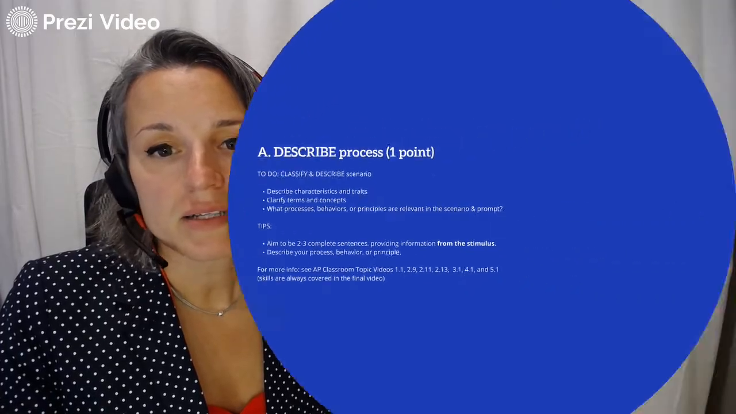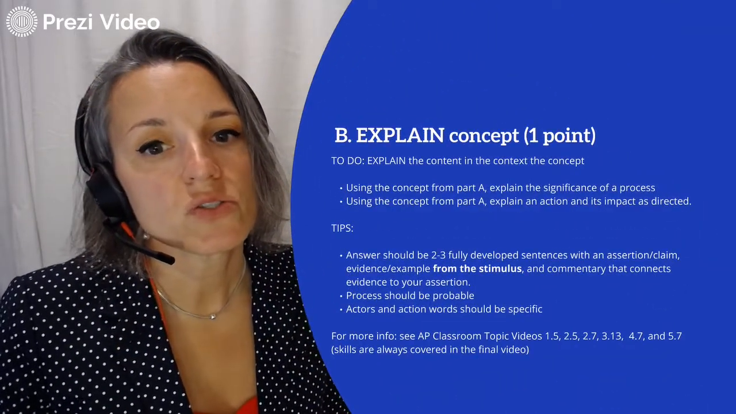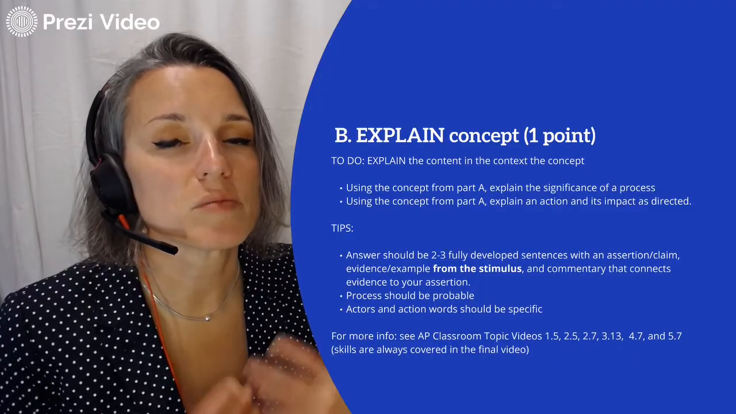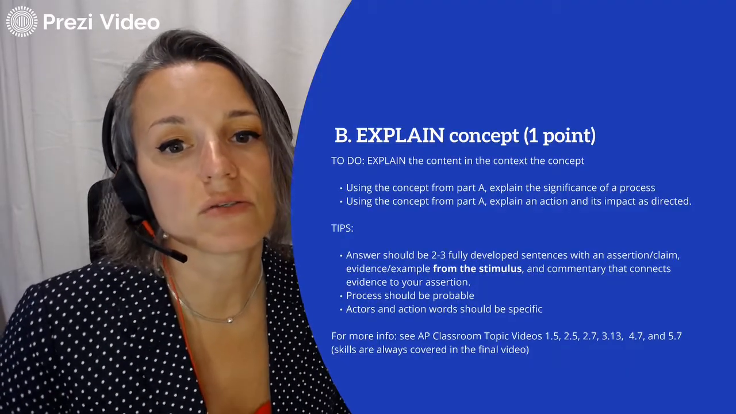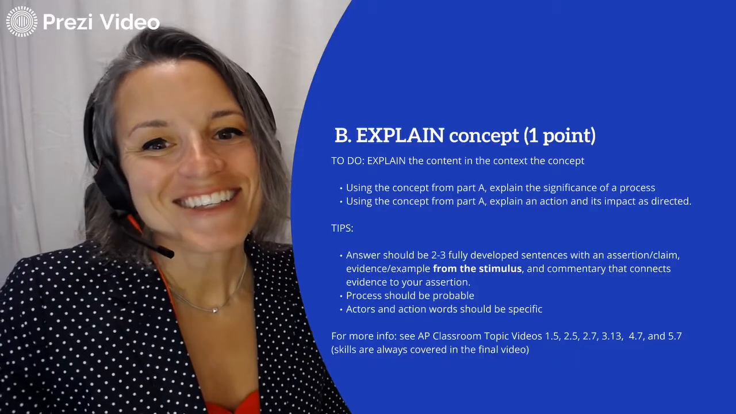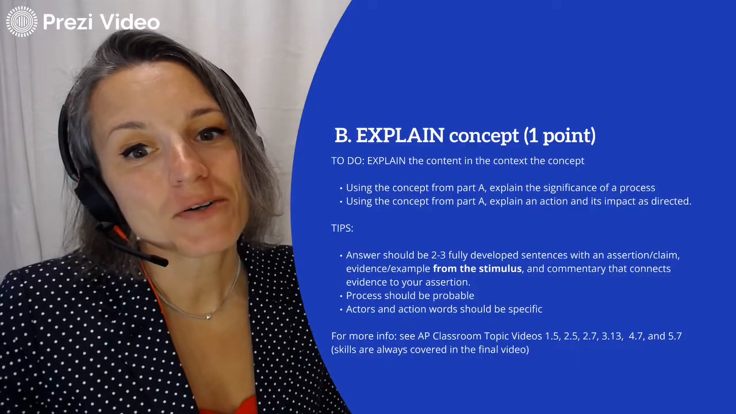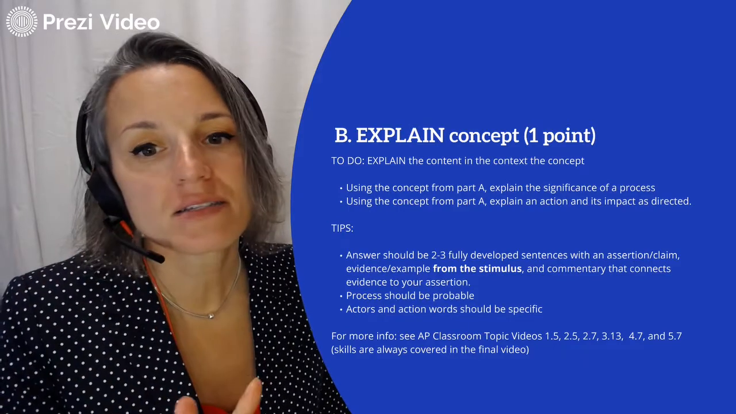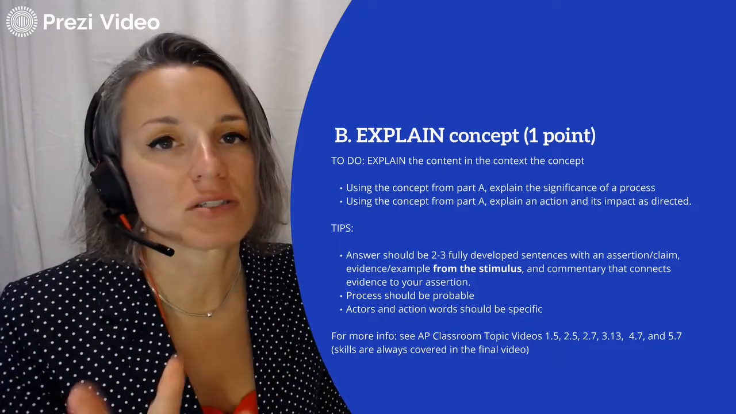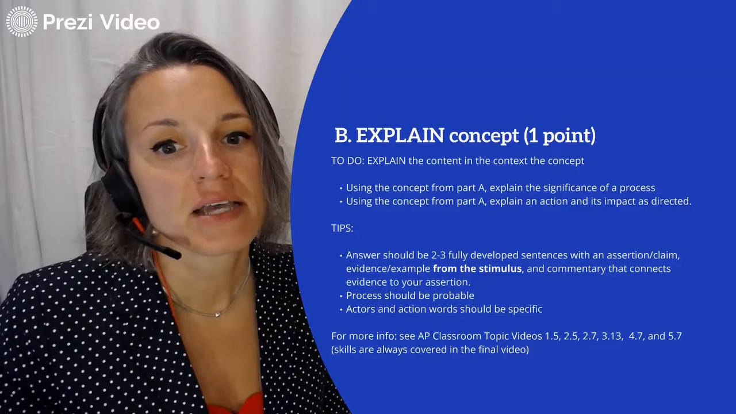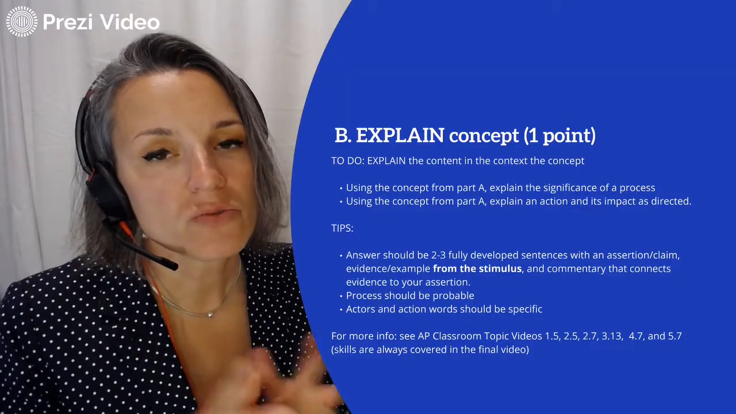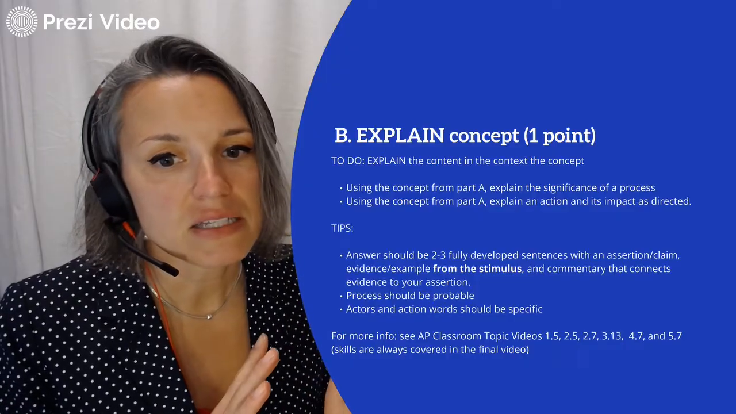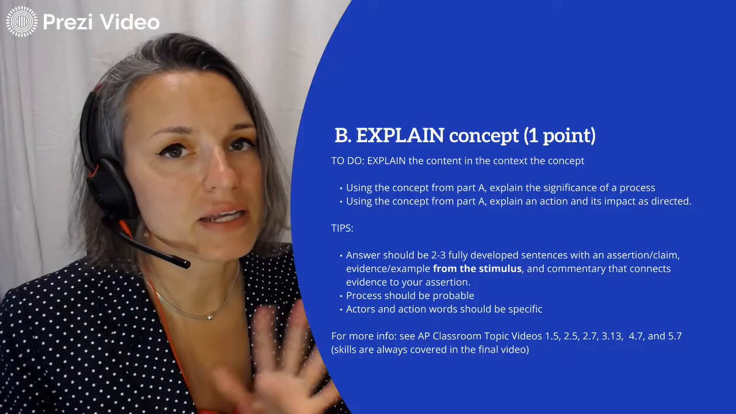All right, our next stop is on the B point, which is to explain. Again, we're going to be taking course content and we're going to be applying it to that stimulus in a new and exciting way. So make sure that you're referring back to the course concept in A and you're explaining either the significance of a process or how an action can affect something else. Again, tips. 2 to 3 fully developed sentences with an assertion, evidence, and then commentary that connects it back.